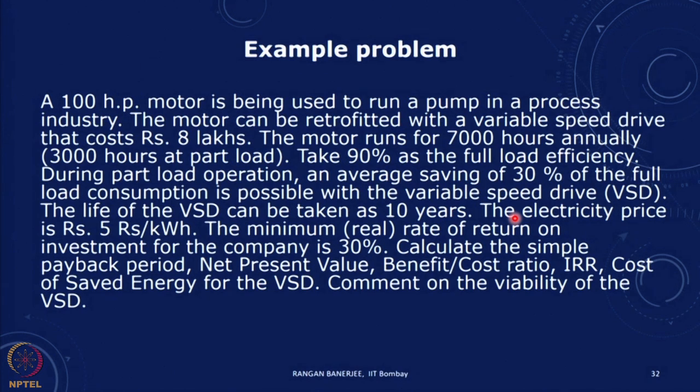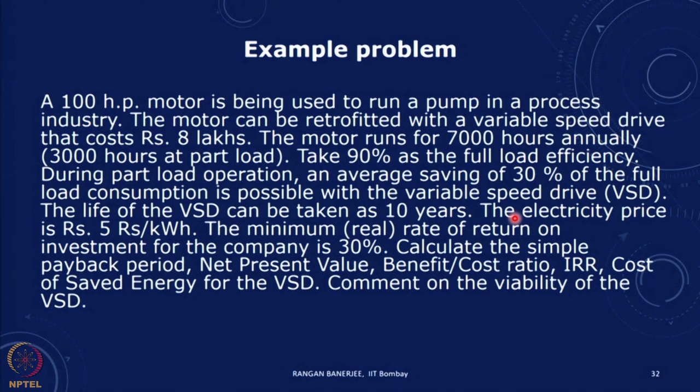We are talking of a motor in an industry, and that motor is a 100 horsepower motor. It's being used to run a pump in a process. And this motor can be retrofitted with a variable speed drive that costs 8 lakhs. The motor runs for 7,000 hours annually, of which 3,000 hours it runs at part load.